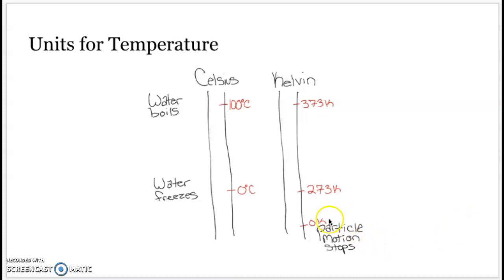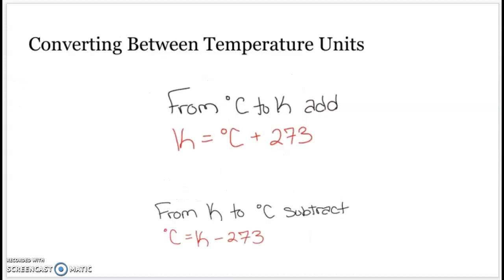Another word for 0 Kelvin is absolute 0. So when we talk about absolute 0, we are talking about 0 Kelvin. Now let's talk about converting between Celsius and Kelvin. Like I said, it's pretty easy.